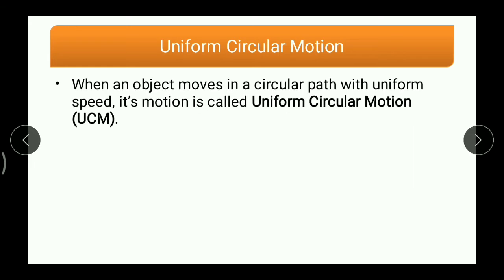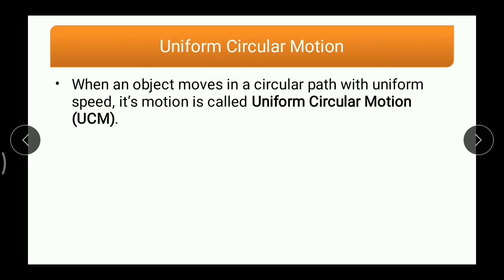Let us define uniform circular motion. When an object moves in a circular path with uniform speed, its motion is called uniform circular motion. The acronym or short form for uniform circular motion is UCM. So how do we define uniform circular motion? When an object moves in a circular path with uniform speed.